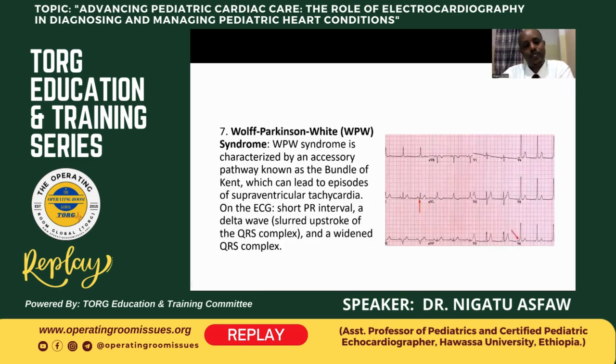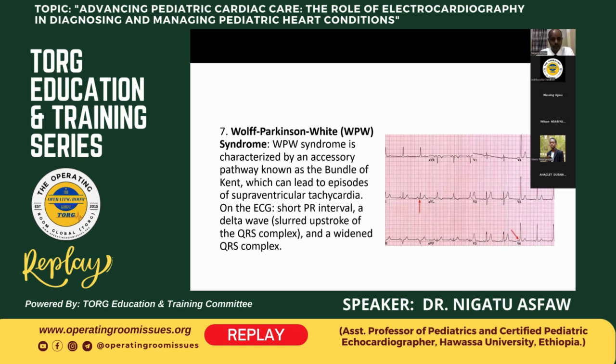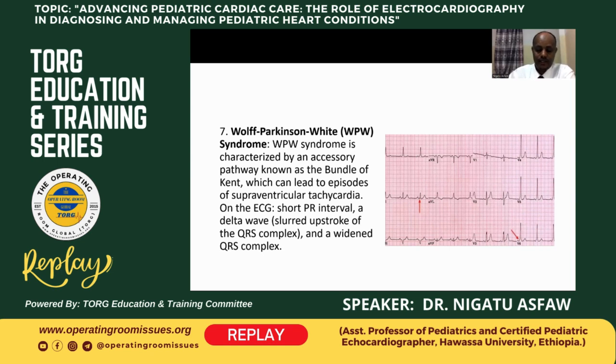And the other rhythm disorder in pediatrics is Wolff-Parkinson-White syndrome. In this case, there will be an accessory pathway called the bundle of Kent, which can lead to supraventricular tachycardia. And on ECG, as there will be no delay at the AV node, there will be a short PR interval, and also we see delta waves, which is a slurred upward deflection of the QRS.